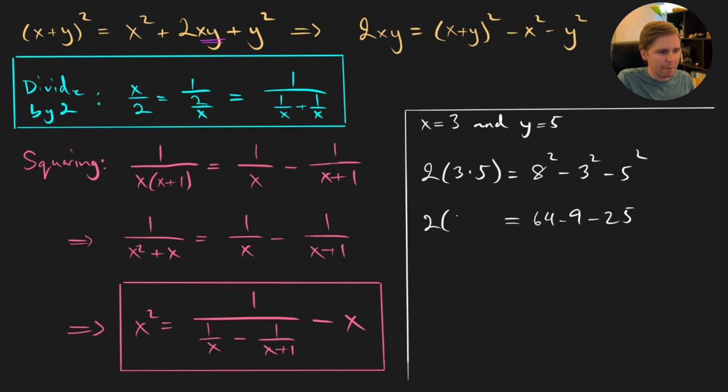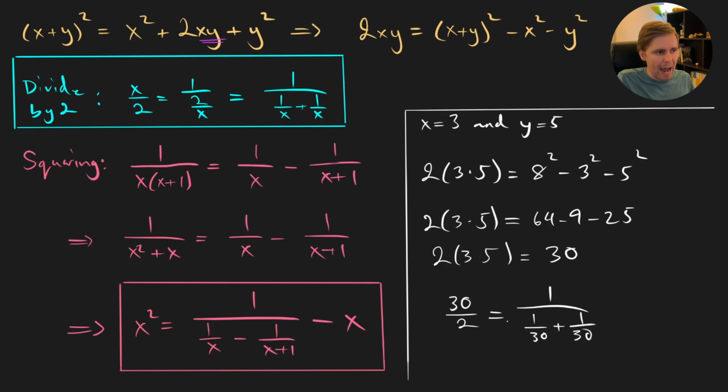Over here we still have this. So we get 2 times 3 times 5 is equal to 30. And then finally, we just have to divide 30 by 2, and we will have 3 times 5. How will we divide 30 by 2? Well, we will use this formula here. So it's 1 divided by 1 over 30 plus 1 over 30.